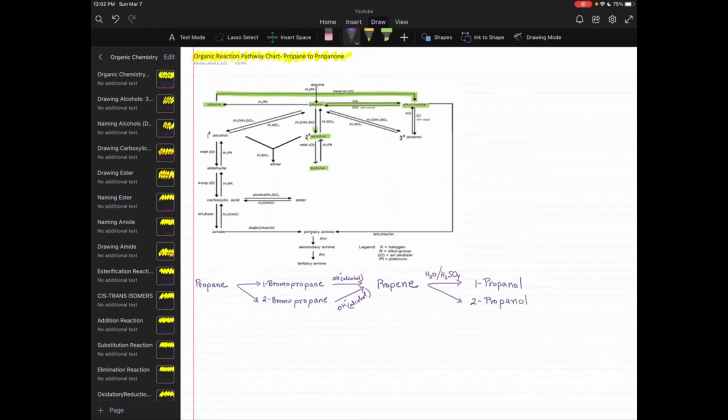Now, 2-propanol is going to be the major product because the hydroxyl group is going to the position where we have the carbon with less hydrogen attached to it, and therefore the 2-propanol should be in higher amounts and 1-propanol in lower amounts. But we will get two different kinds of products here, 1-propanol and 2-propanol.